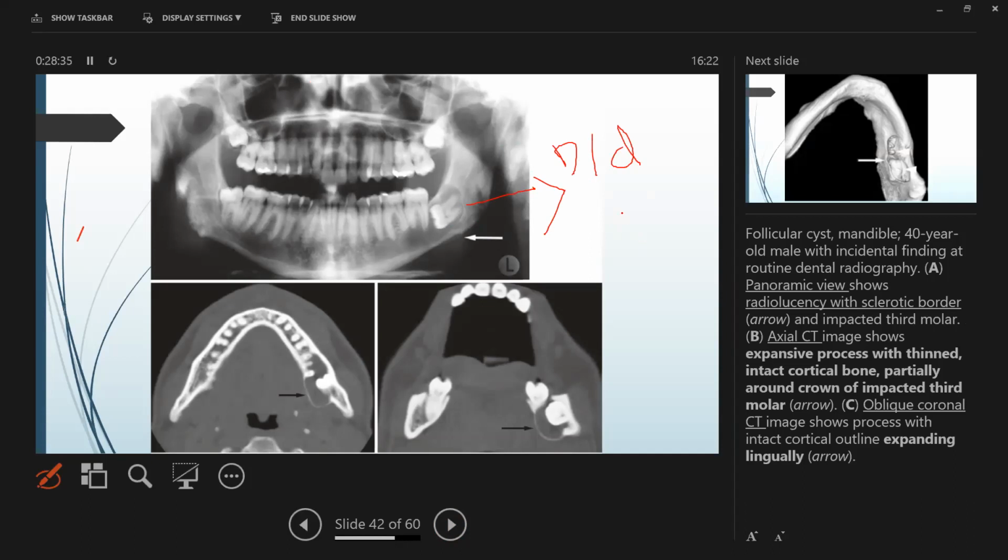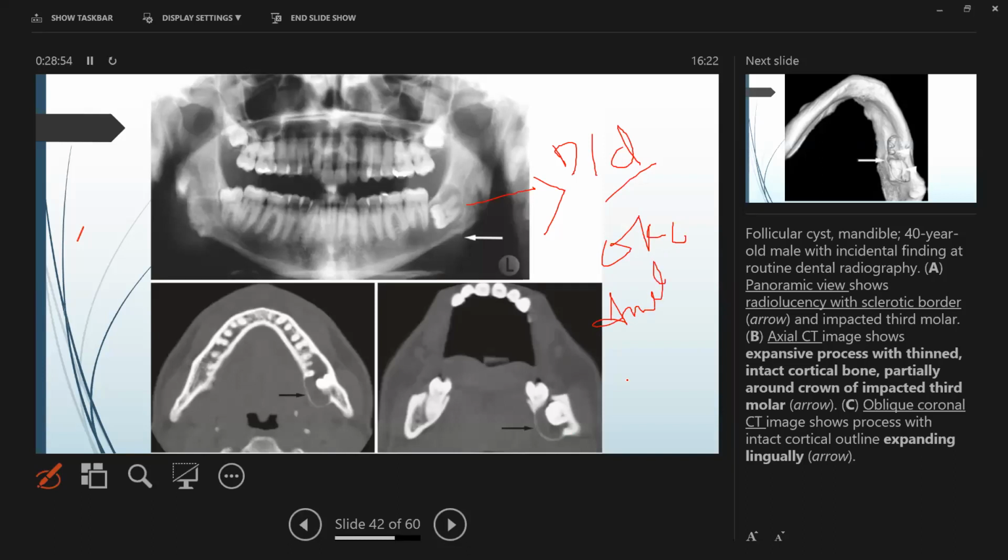This is very important. When you have an unerupted tooth and a cystic lesion around the tooth, what are the differential diagnoses other than the dentigerous cyst you can give? Yes, it can be an OKC, odontogenic keratocyst, because this is also associated with an unerupted tooth. It could be ameloblastoma, okay?